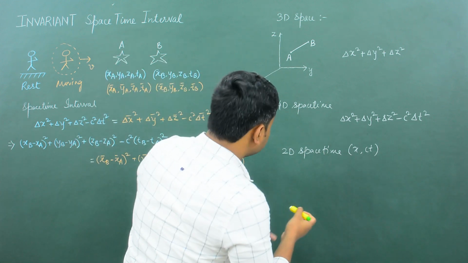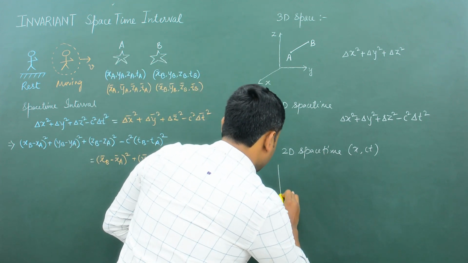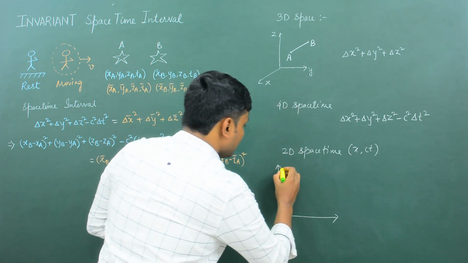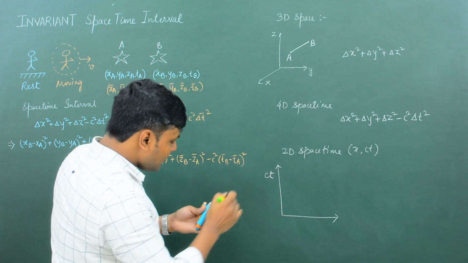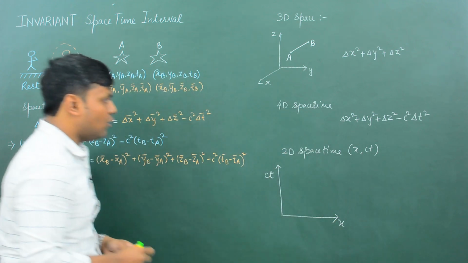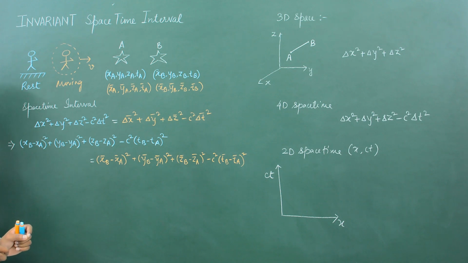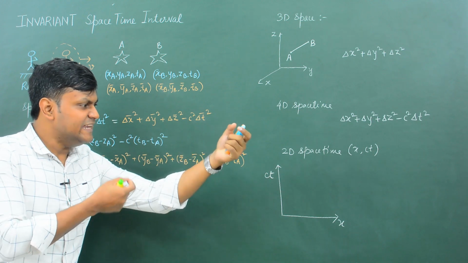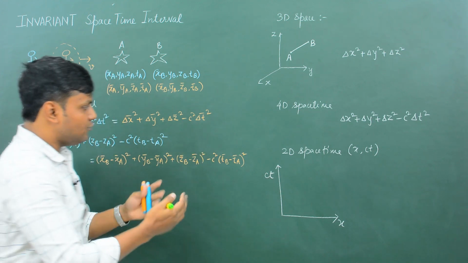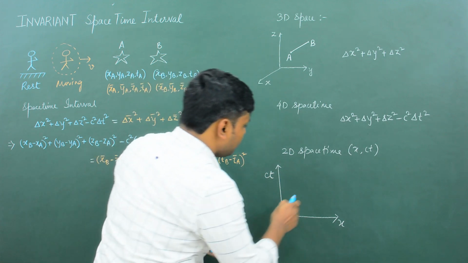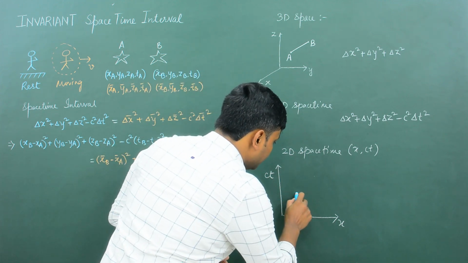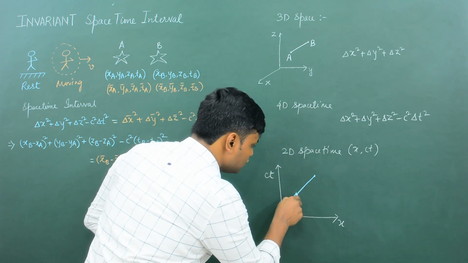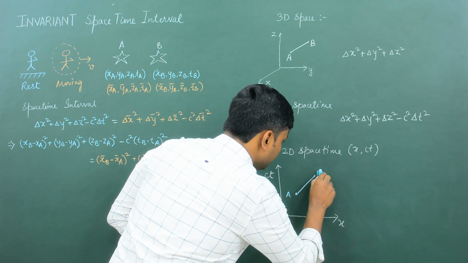Let's suppose I construct this 2D space-time in which there is a y-axis and an x-axis. The y-axis is nothing but the time axis, so this is the ct axis, and the x-axis is the usual x-axis. Now, the space-time interval is the square of the distance between any 2 points in space-time. So let's suppose I have a point A and another point B, and I want to measure the distance between these 2 points.